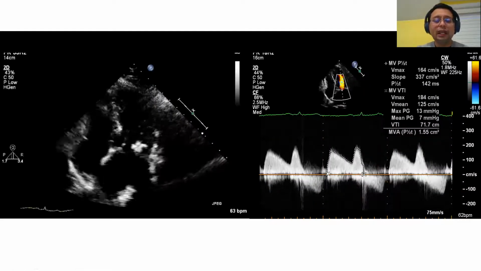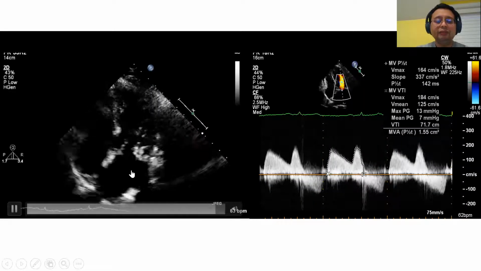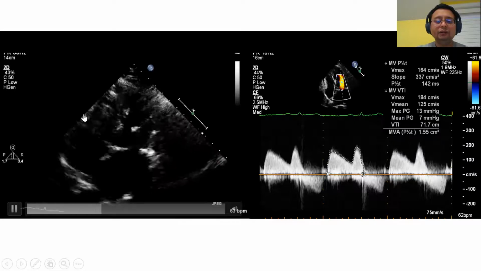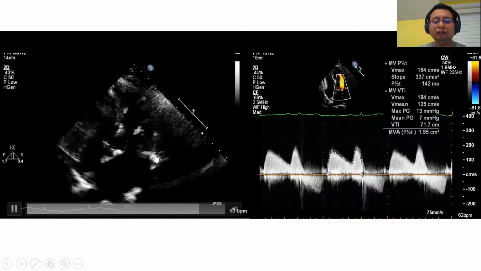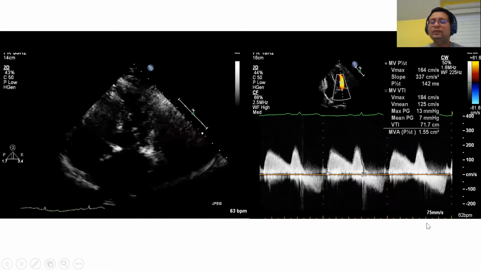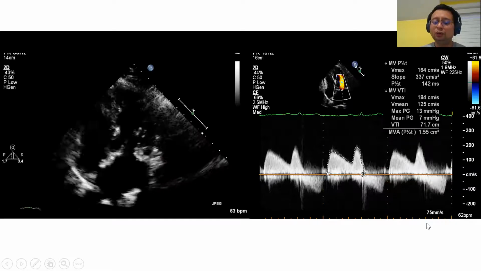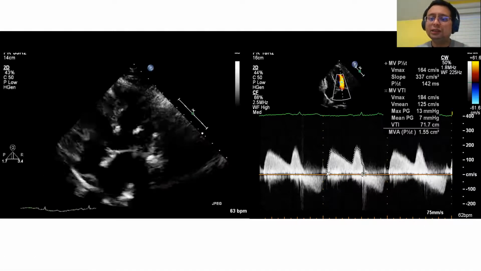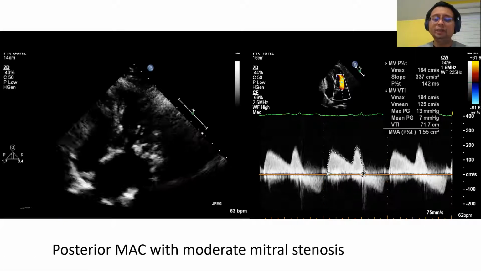Right, so this is the apical four-chamber view: left atrium, right atrium, left ventricle, right ventricle. Again, you can see a calcification here. You can see that the mean gradient across the mitral valve is 7. So this patient has moderate to severe mitral stenosis secondary to mitral annular calcification.